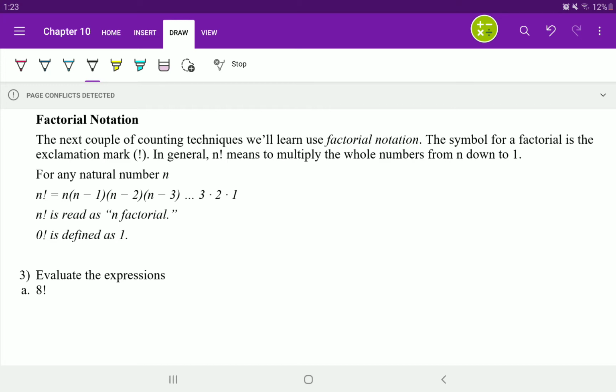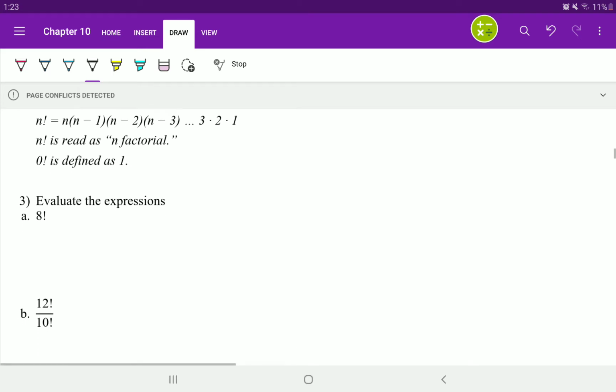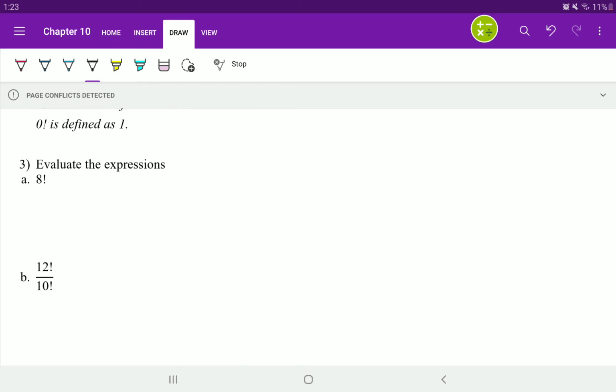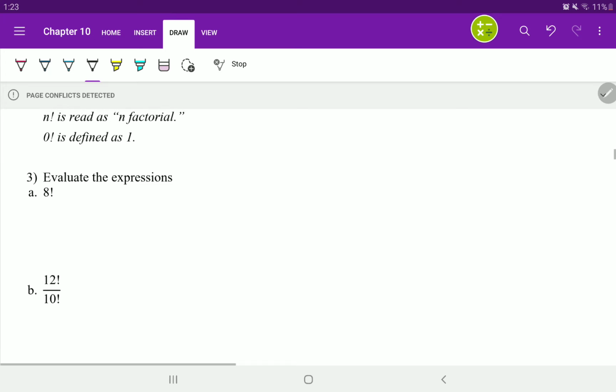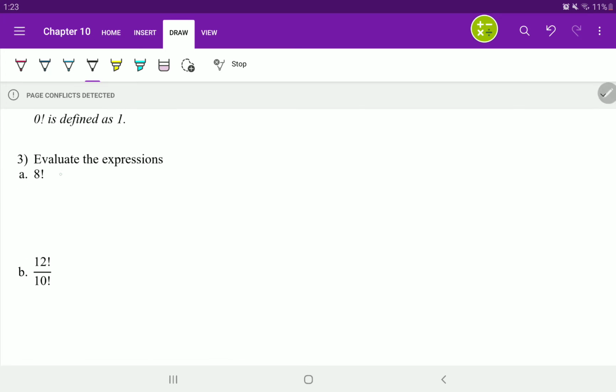So what we're going to do, which may appear on your exams, is evaluate each expression. We're going to evaluate 8 factorial, and then we're going to evaluate 12 factorial divided by 10 factorial. And I may throw another one in just in case. So 8 factorial, we're going to multiply 8 down to 1. Multiply the n value down to 1. So that's saying 8 times 7 times 6 times 5 times 4 times 3 times 2 times 1.